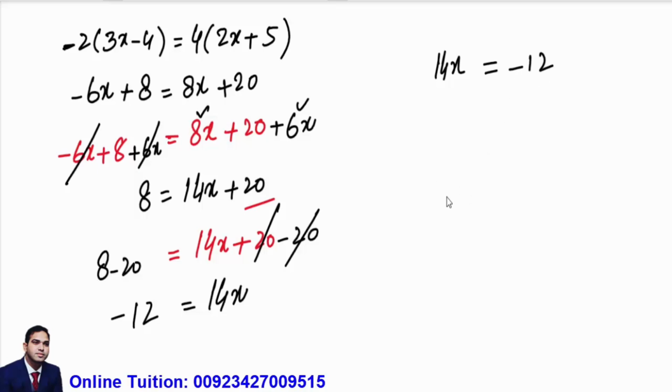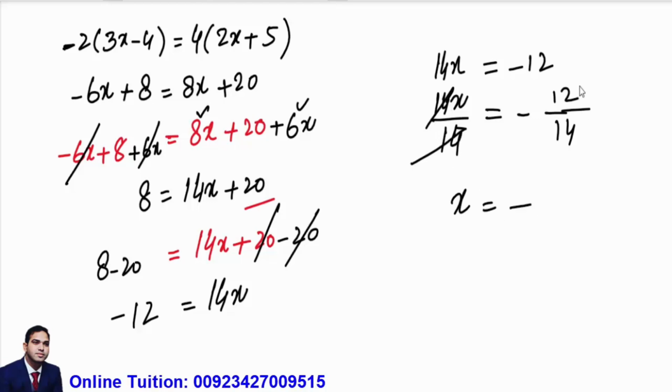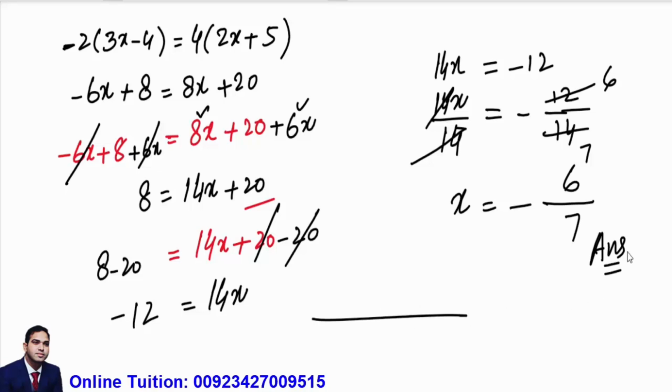For this, dividing by 14 on both sides, because we have to find the x. So negative 12 over 14. This 14 will be cut off, this is x, and this is negative. 2 6s are 12, 2 7s are 14. This is negative 6 over 7. So your answer is in fraction, this is negative 6 over 7. This is the answer. I hope you got a clear idea.